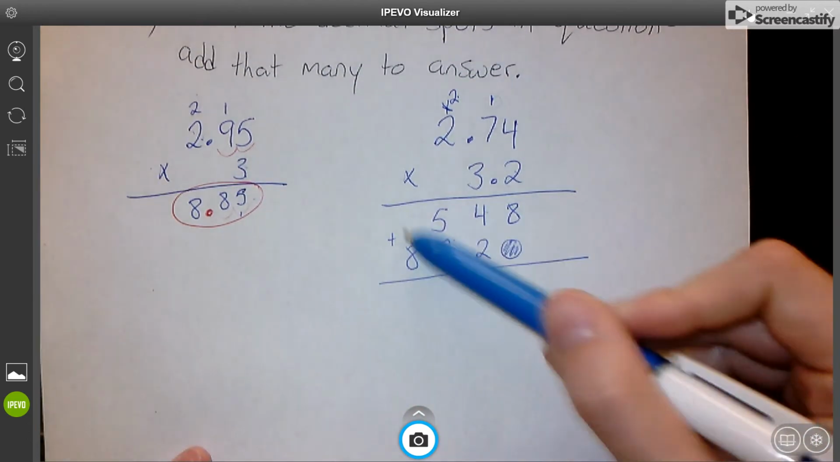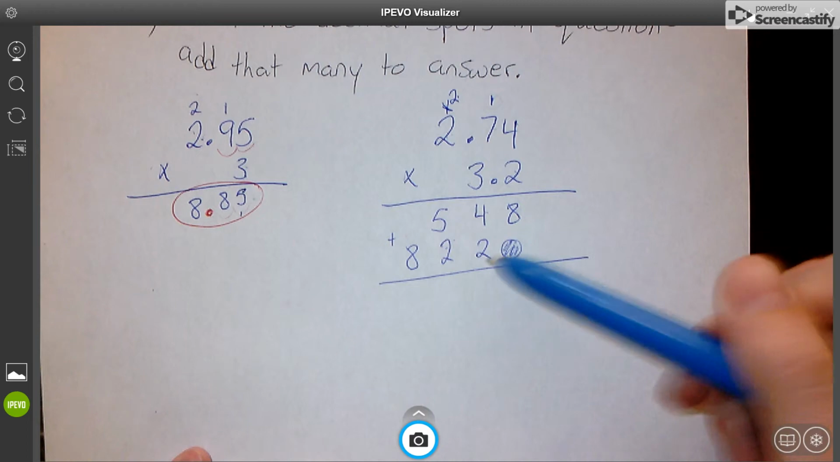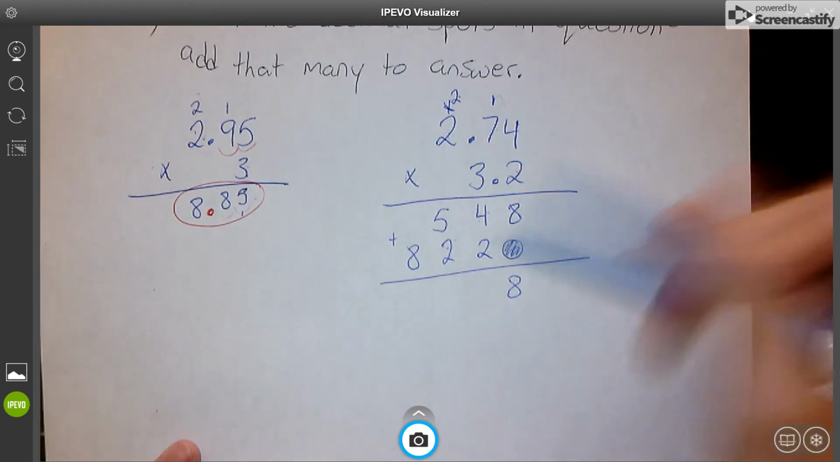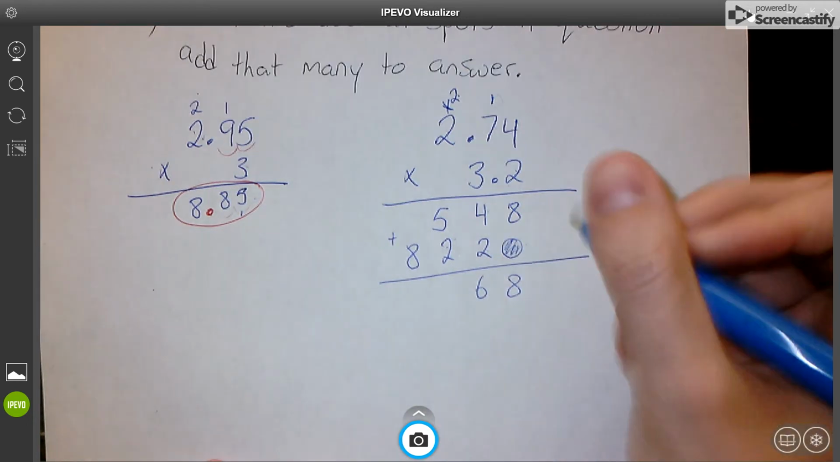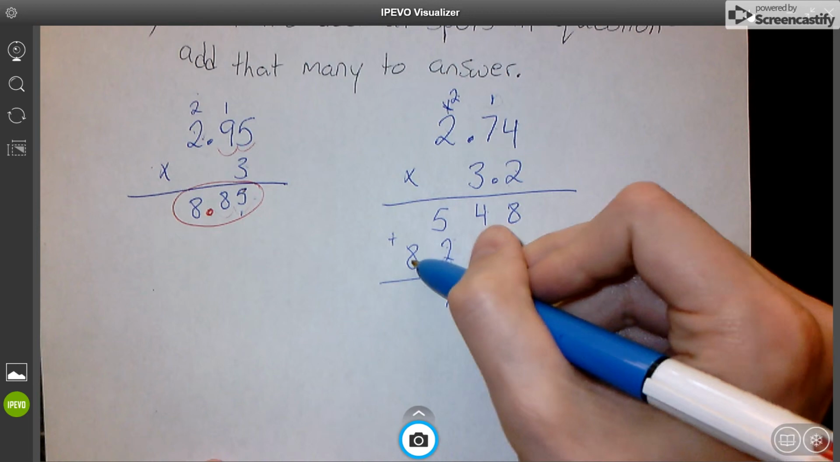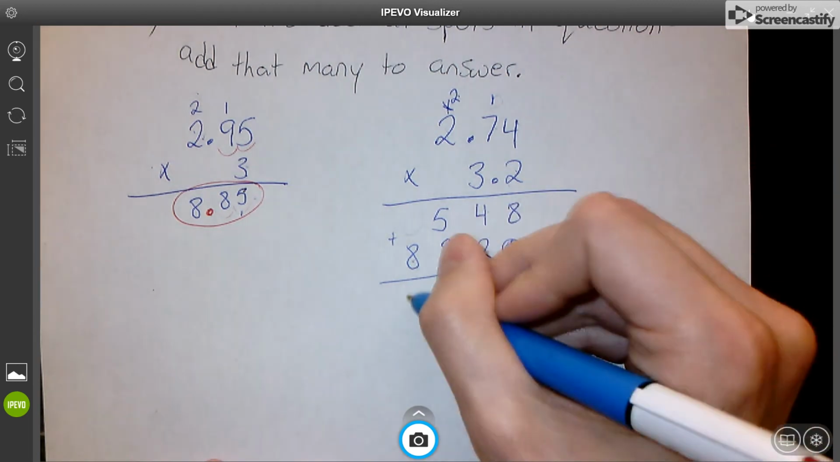Okay, now remembering I need to just add these. So 8 plus 0 is 8. 4 plus 2 is 6. 5 plus 2 is 7, and 8. And there's like an invisible 0 there, so it's 8.